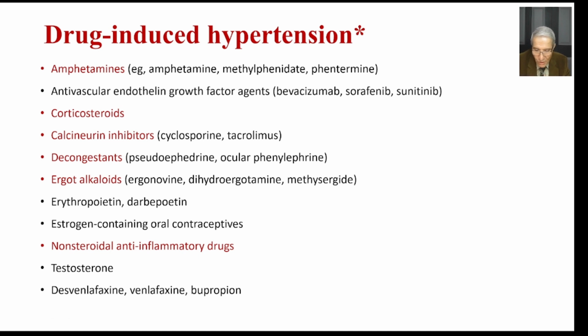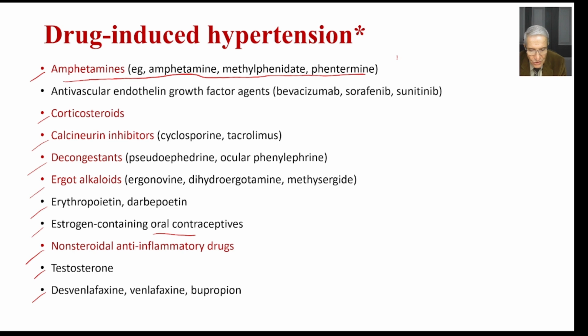Okay. Therefore, I will have to focus on drug-induced hypertension for pharmacological purposes. As you can see here, we have amphetamine, cortisone, calcineurin inhibitor, decongestant, ergot, erythropoietin, estrogen and oral contraceptive, NSAID, testosterone, and some antidepressant medication.